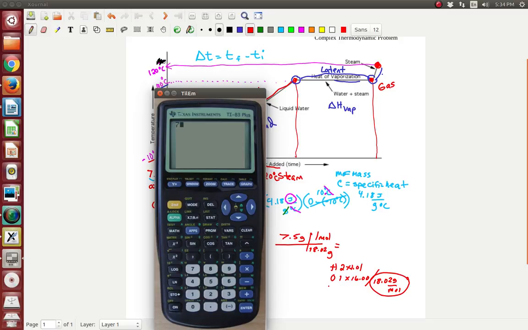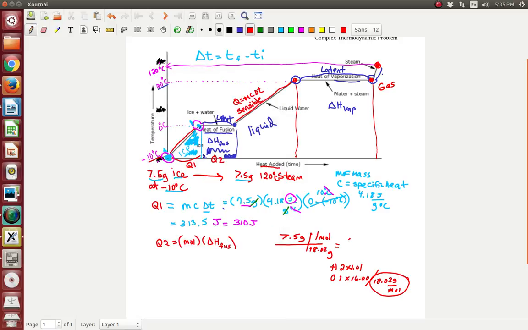We have 7.5 divided by 18.02, and that gives me 0.416, and there's 2 sig figs, so 0.42 moles is my answer down here. So 0.42 moles. Okay, that's what I can use in this formula. 0.42 moles of water. And now I need the delta H of fusion, which is a value you get from a chart.